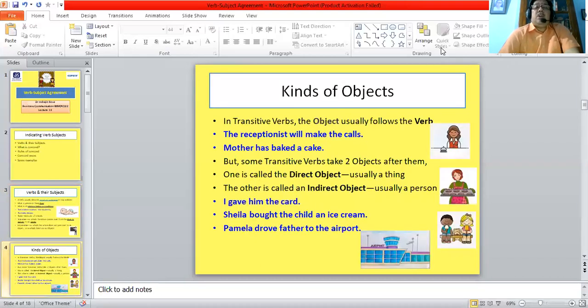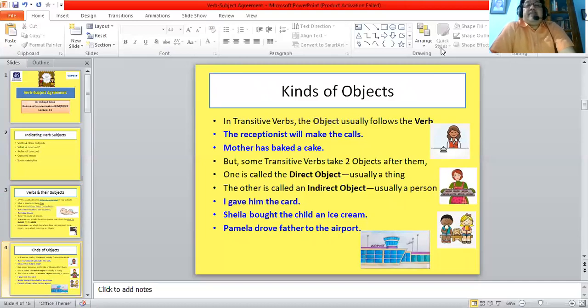Now, what are the different kinds of objects that the transitive verbs can have? Usually in transitive verbs, the object follows the verb. Like, the receptionist will make the calls. The verb is make over here, and the calls are the object. Mother has baked a cake. Again, cake is the object over here of the verb baked, and mother is the subject.